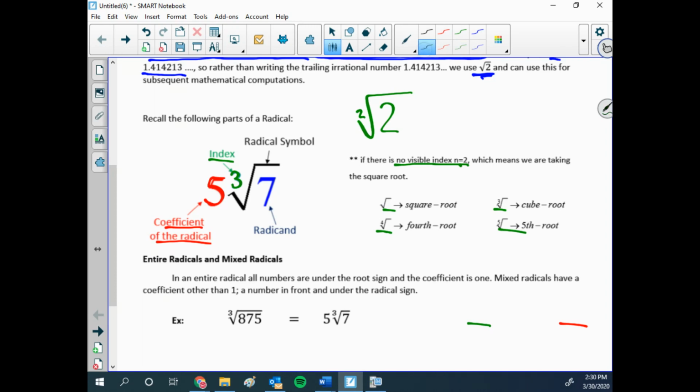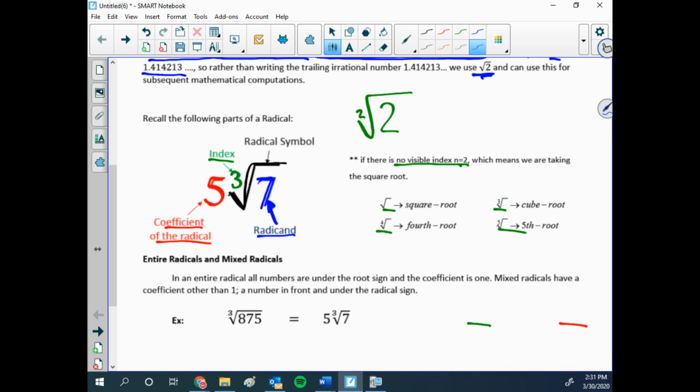Obviously, this is my radical sign or my root sign, depending on where you're looking. And the number underneath the root sign here is what we call the radicand. And that's what we're taking the root of. So some basic terminology there.